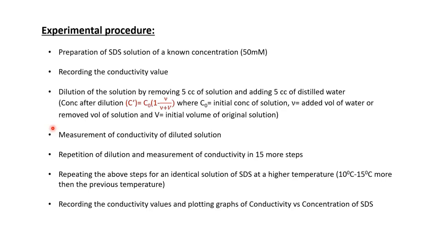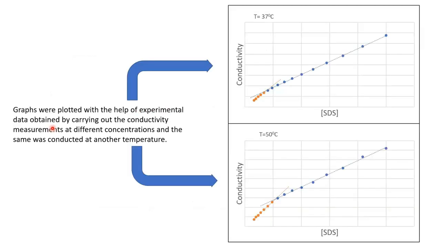And these four steps were repeated for the same solution at a higher temperature, at 50 degrees Celsius. This experiment was conducted inside the lab. So we had the tables of conductivity and concentration for two temperatures, one at 37 degrees Celsius and another at 50 degrees Celsius. Now, graphs can be plotted between conductivity and concentration of sodium dodecyl sulfate, and the graphs look like this.